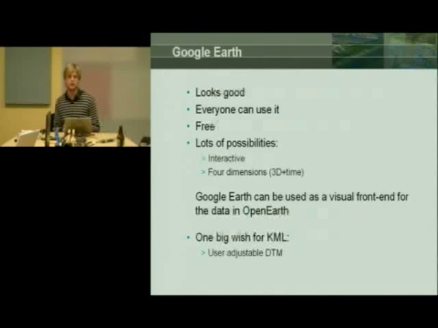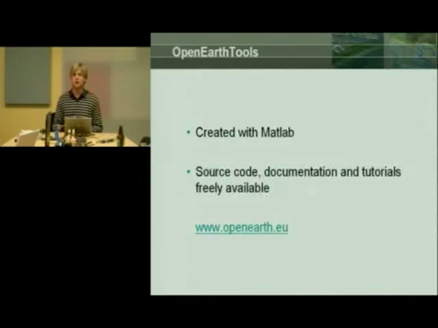Now, one big wish I have for KML is that I could have a user-adjustable DTM so that I could adjust the terrain model without having to make complicated 3D overlays, and be able to dig a hole in the earth to show my own data, instead of having to raise everything up from the earth, as it is now. Now, OpenEarthTools, everything I've shown here is created with MATLAB. The source code, the documentation and tutorials to use this are freely available. So you just go to openearth.eu and you'll find everything there.